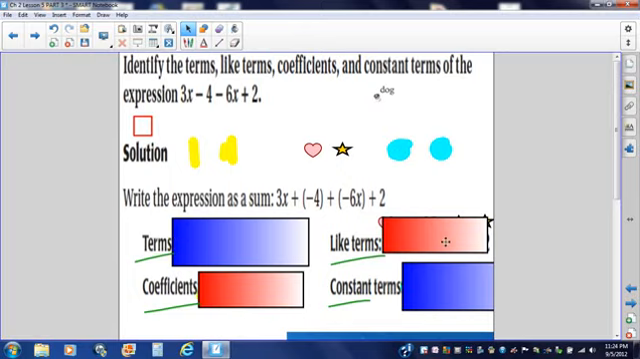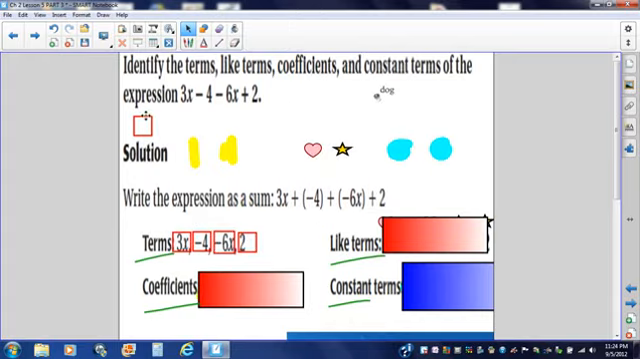Make sure you've left yourself some space for terms. You should be able to say to me, Mr. Phillips, 3x, negative 4, negative 6x, and positive 2 are all terms. So think of it this way. It's all the individual pieces. So please write next to terms 3x, negative 4, negative 6x, and 2.